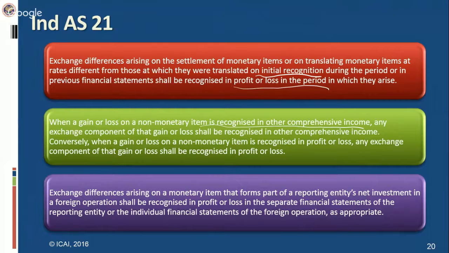Exchange differences arising on a monetary item that forms part of a reporting entity's net investment in a foreign operation shall be recognized in profit or loss in the separate financial statements of the reporting entity or the individual financial statements of the foreign operation, whichever is the appropriate case. These were the major provisions of Ind AS 21 regarding accounting for exchange differences of monetary and non-monetary items.